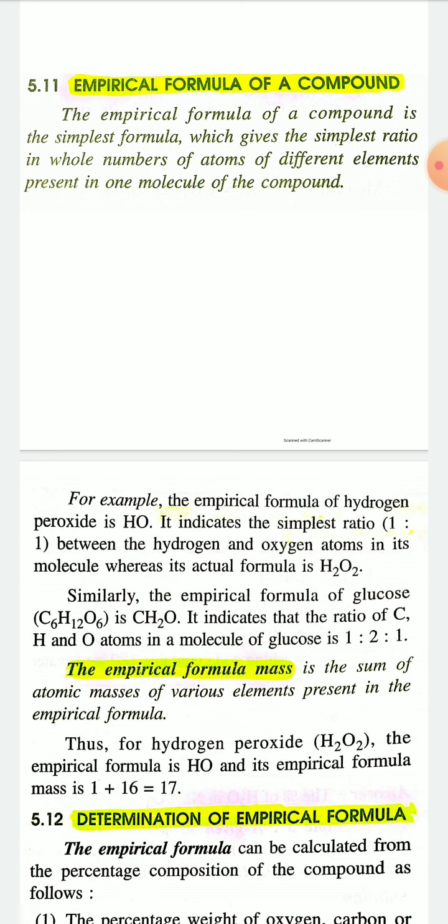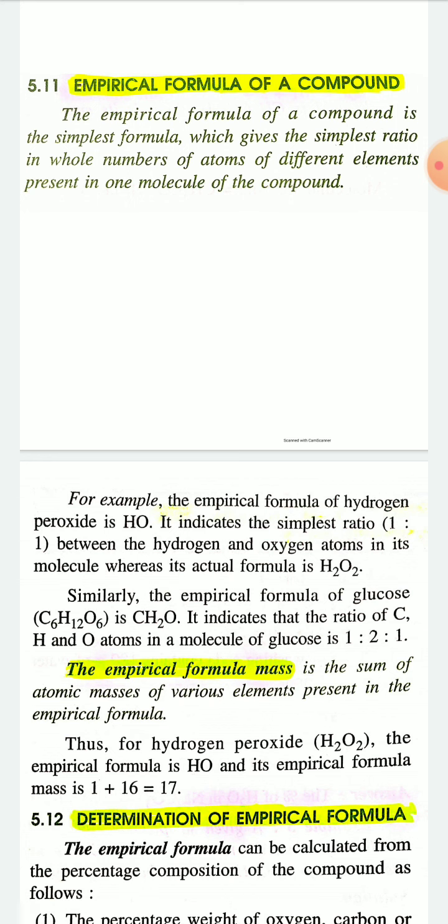So the empirical formula, according to the simplest ratio of the number of hydrogen atoms to the number of oxygen atoms in hydrogen peroxide, is HO. But the actual molecular formula of hydrogen peroxide is H2O2. So the empirical formula of hydrogen peroxide, H2O2, is HO. Similarly, the molecular formula of glucose is C6H12O6, and the empirical formula of glucose is CH2O.